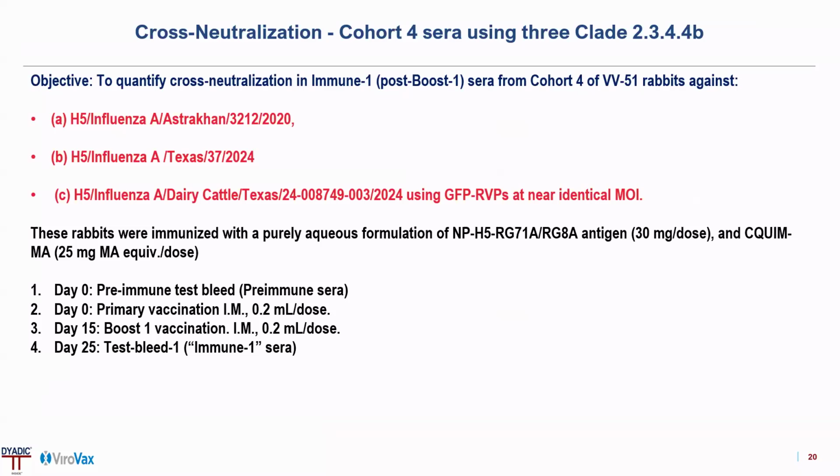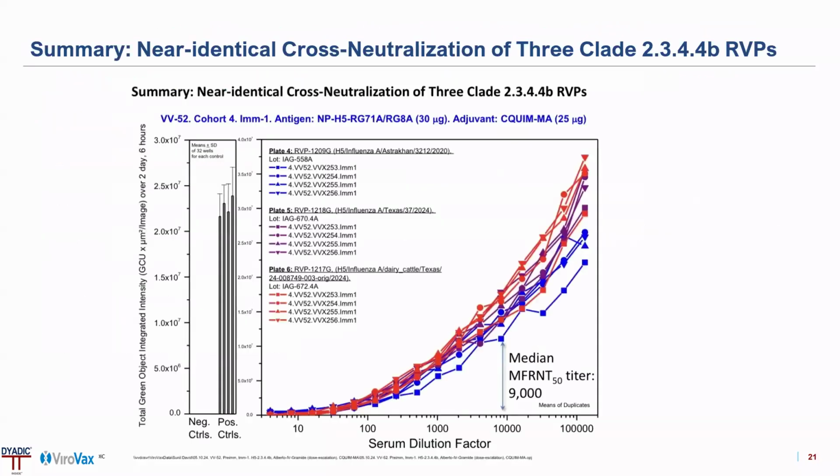So the next thing that happened here, as the virus evolved and moved into the US into cattle, we then ran a cross-neutralization study with a prime and a boost. And you can see here, we did it with the Astrakhan H5, the A Texas, and then the dairy cattle. And this is the regimen we used. In this case, it was 25 micrograms of the adjuvant and 30 micrograms of the antigen. So this just shows you that all three of the different clades had extremely good protection. In this case, the median with all three was 9,000. Which is again very, very high.